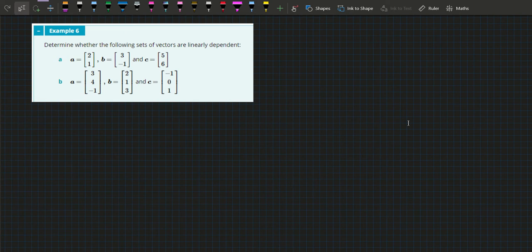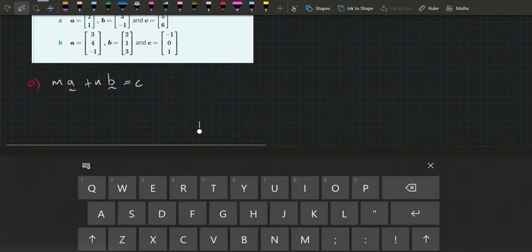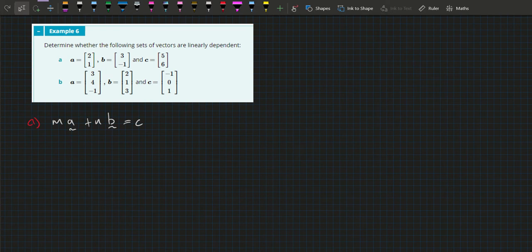Okay, so are these vectors linearly dependent or not? If they are, then for example, the ones in question A, we would have some real number m times a vector A plus another real number n times a vector B equal to C. So that's true for each: m times each value in A plus n times each value in B equals the corresponding value in C. Okay, so let's write them out as simultaneous equations.